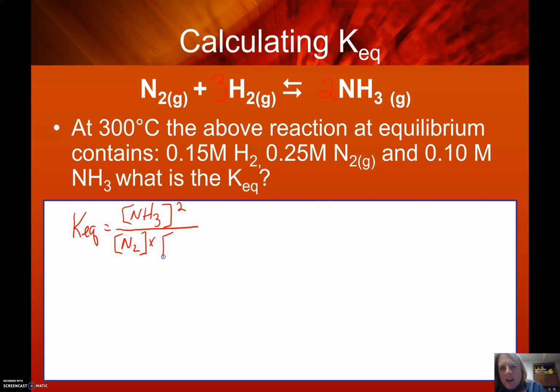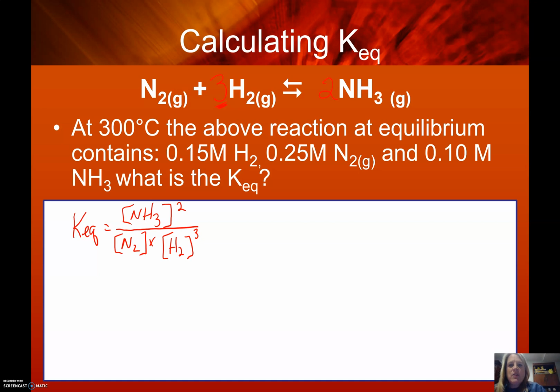And then same thing with the hydrogen. Put in your little H2. And again, there's a power here. I know it's hard to see that coefficient, but that means we're going to have to cube the value of our hydrogen concentration. All right, so now all we've got to do is find the numbers that represent those things in our reaction or our question, and then do math.